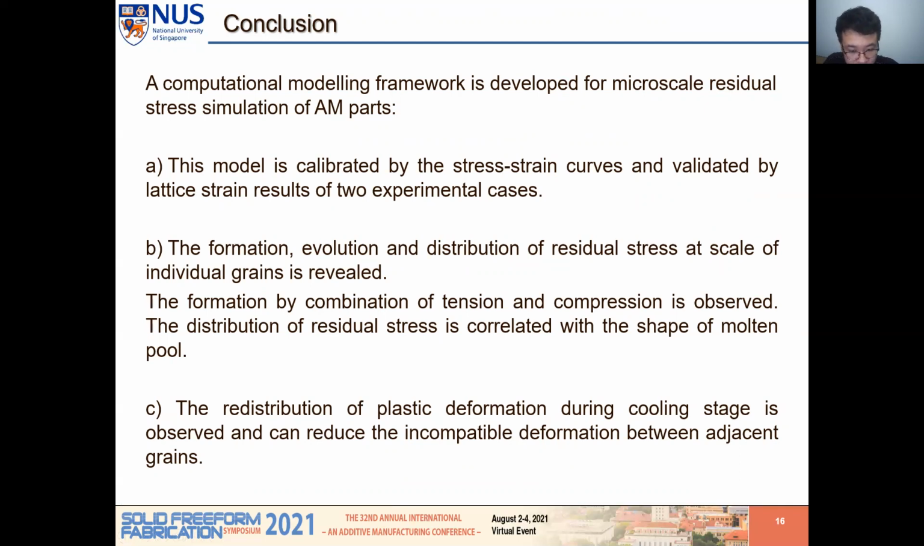at individual grain scales. The formation caused by the mixture and the change of tension and compression is shown clearly, and the distribution is correlated with the shape of the molten pool and the grain morphology. Also by cutting a plane in the center, we can find the plastic deformation redistribution between neighboring grains during the cooling stage. This may provide new insights to study and adjust the micro-scale residual stress for additive manufacturing in the future.